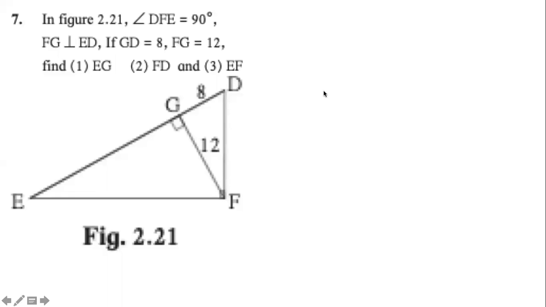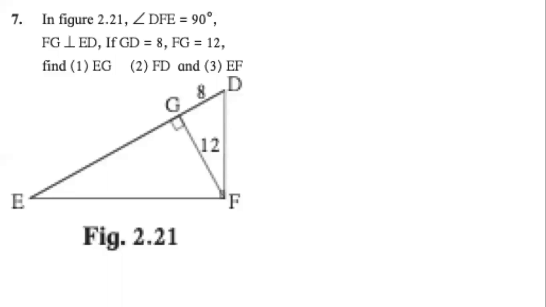Question number 7 is very simple. There is nothing new happening in this question. We will need to use the geometric mean, theorem of geometric mean. Then we will have to use Pythagoras theorem to find the sides EG, FD, and EF from the figure 2.21.